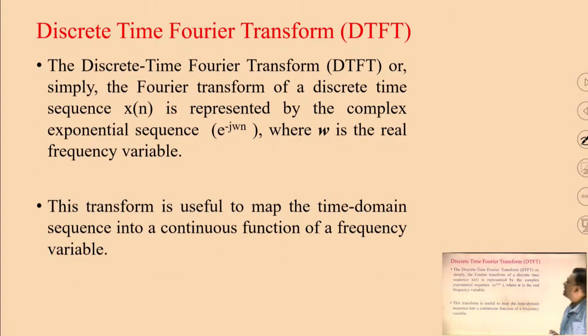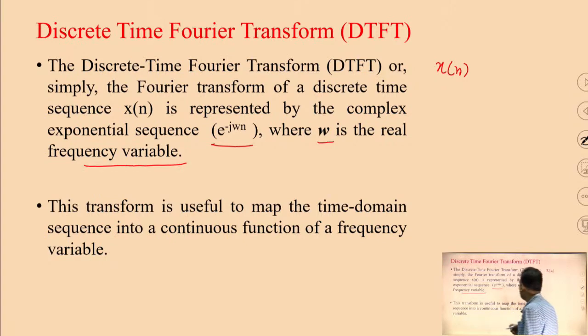Now come to the discrete time Fourier transform. As I have already told you, CTFT is applicable for continuous time signals, while DTFT is applicable for discrete time aperiodic signals. Again, the discrete time Fourier transform of a discrete time sequence is represented using the complex exponential sequence e to the power minus j omega n, where omega is the real frequency variable. Like the other transforms, these are all frequency transforms, so they convert time information into frequency information.